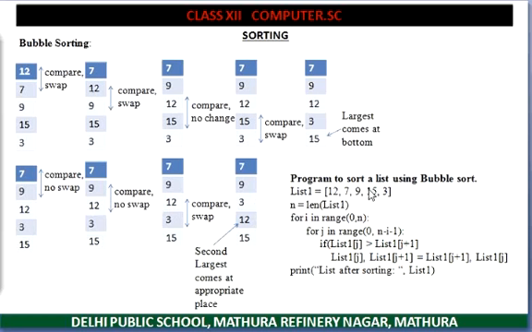Now the program of list. Here we create a list of 5 elements. n is equal to length. Here we are finding the length with the help of the length function. So the length is 5 because there are 5 elements. For i in range 0 to n, the for loop starts from 0 and ends at n minus 1. j in range 0 to n minus i minus 1. n minus i minus 1 means first there are 4 comparisons, then 3 comparisons, then 2 comparisons. Likewise it will decrease.